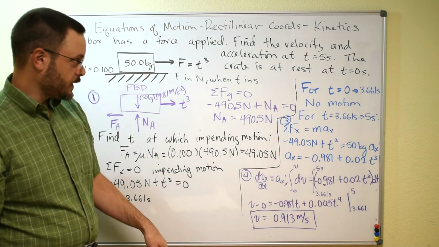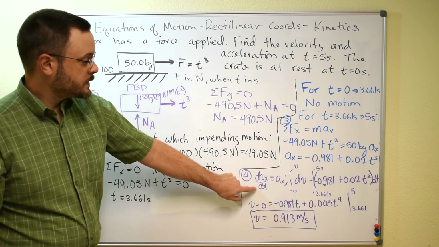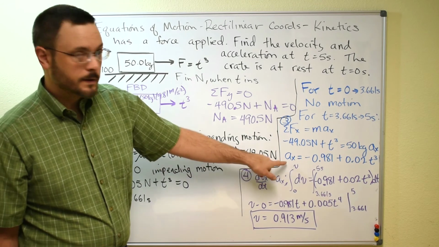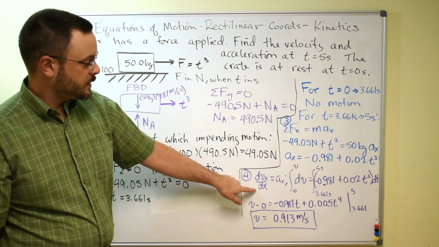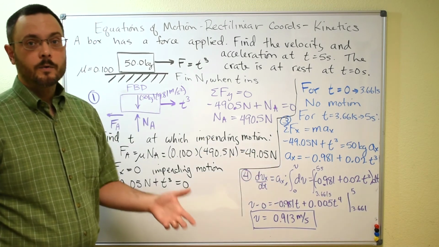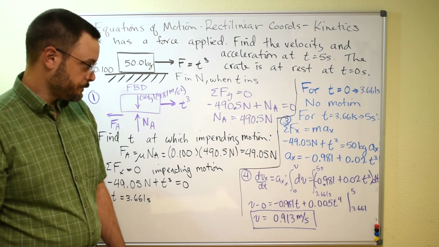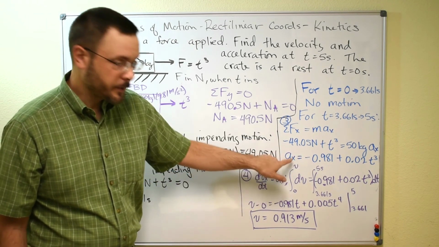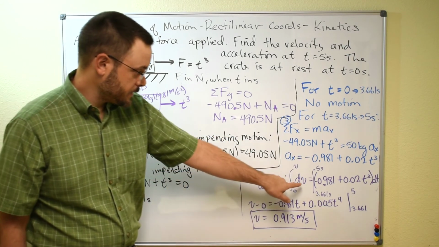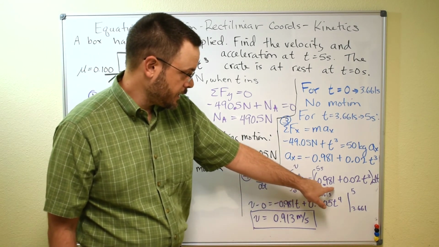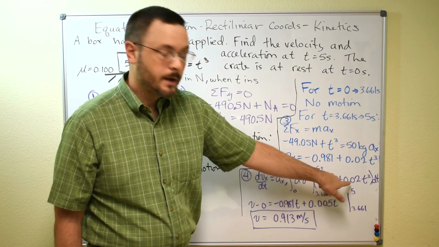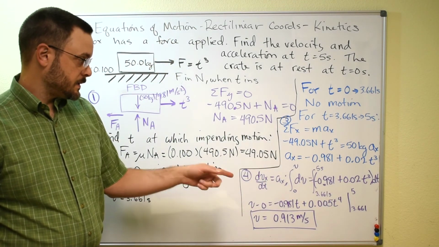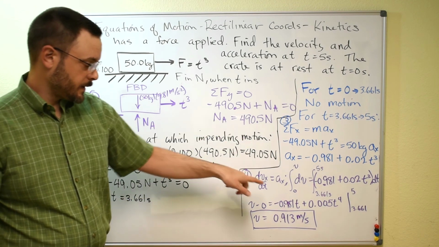But to find the velocity, then we could use this equation because we have velocity, time, and acceleration. So dv/dt is equal to a would combine those three quantities. Substituting in here and then multiplying through by dt would give us that dv is equal to negative 0.981 plus 0.02 t cubed times dt. And then we could integrate that.